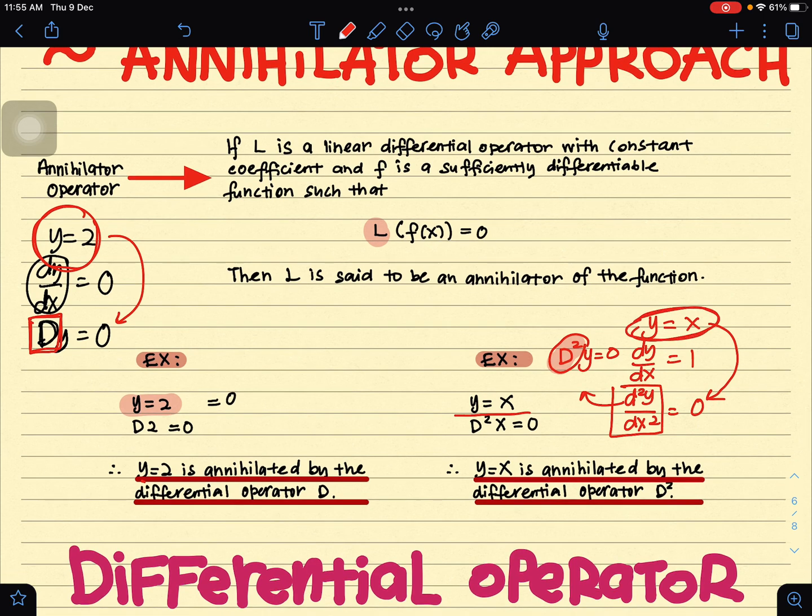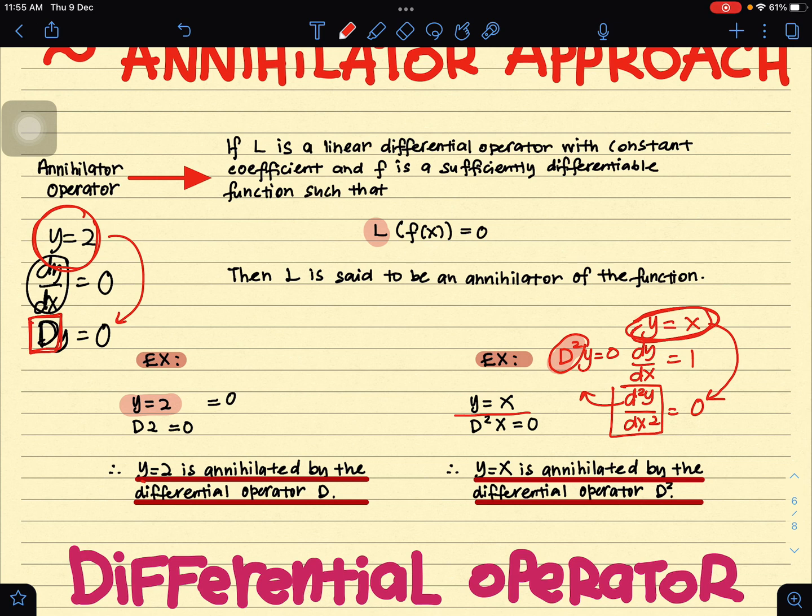Because after differentiating twice you get zero, the differential operator is D squared. So D squared is the annihilator operator for the function y equal to x. Therefore, y equal to x is annihilated by the differential operator D squared.